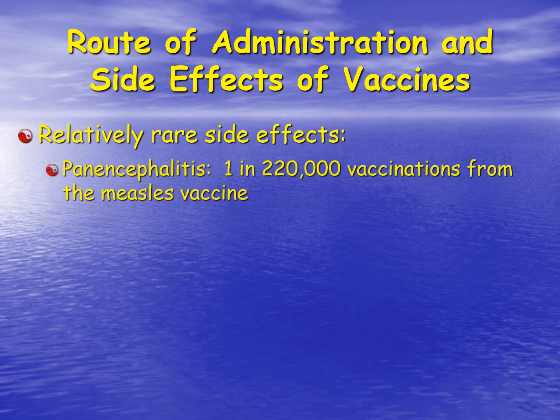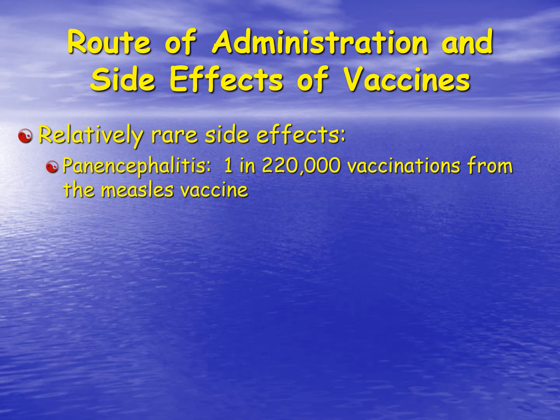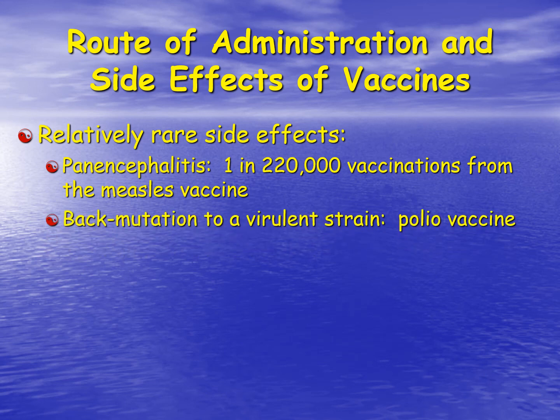Relatively rare side effects include panencephalitis. About 1 in 220,000 vaccinations from the measles vaccine will actually result in this severe side effect of encephalitis in these individuals. Back mutations to a virulent strain can occur, especially with those attenuated or modified live vaccines, such as the polio vaccine. We may actually have seen a back mutation to a more virulent strain of polio in the last few years, as we've seen actual polio cases or polio-like cases in the United States.